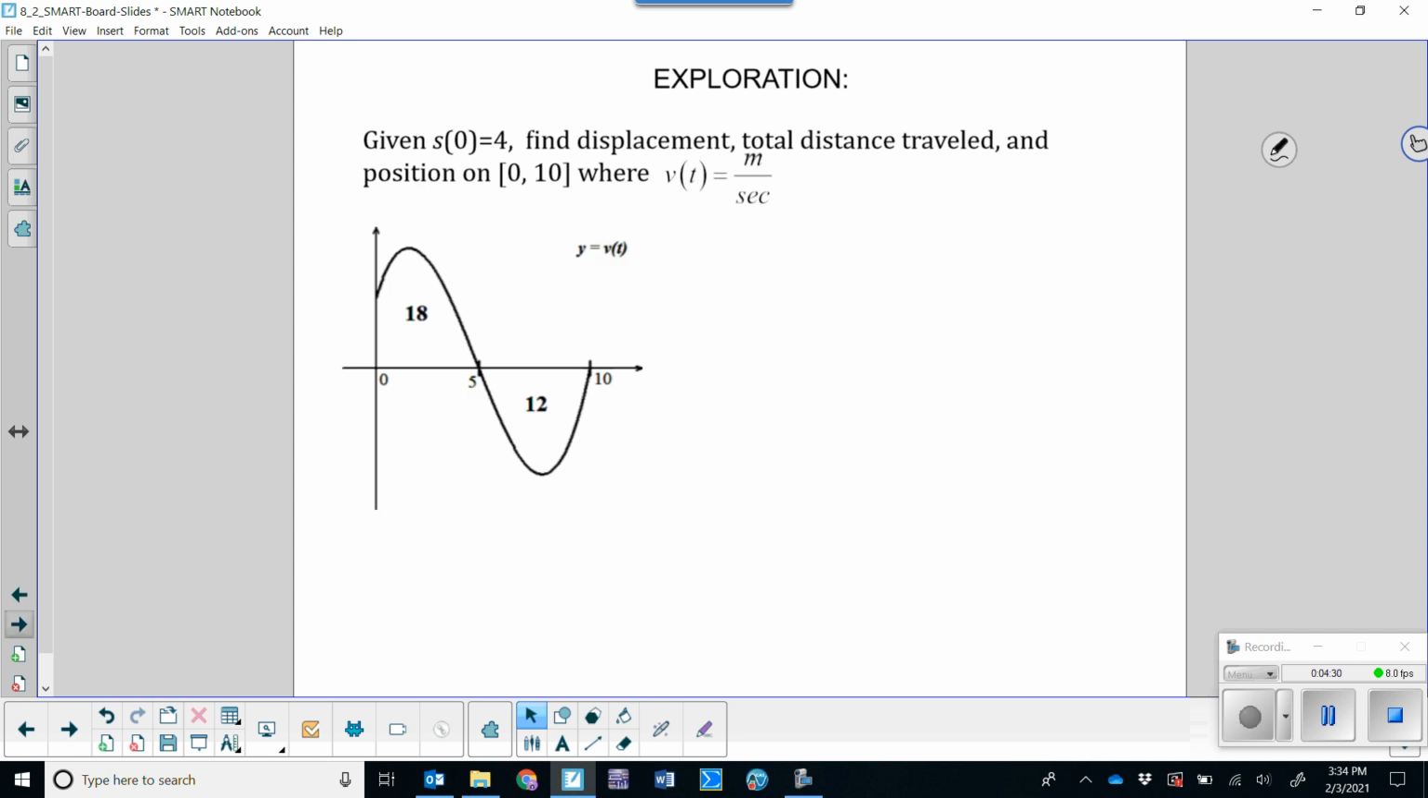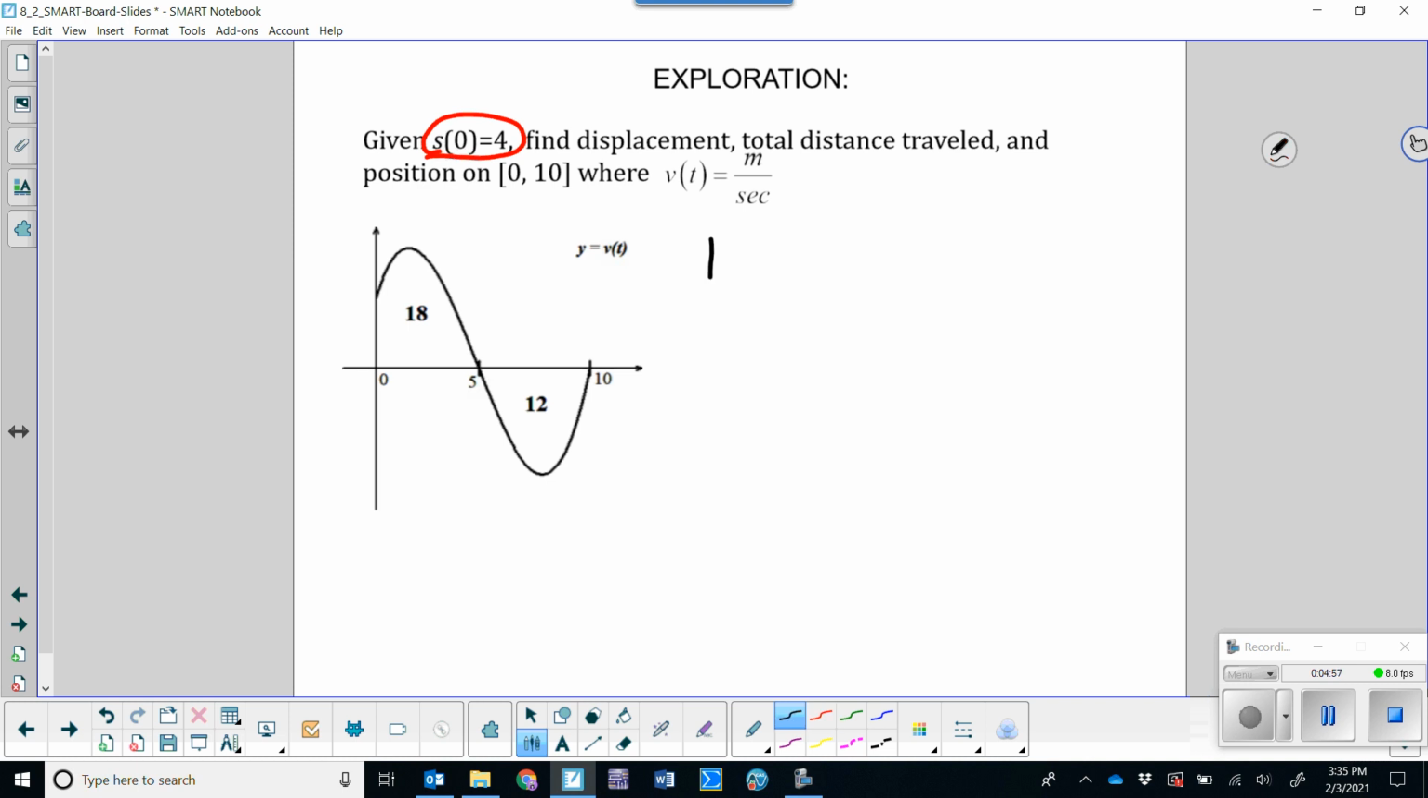Now let's do an example of all 3 things with this right here. First of all, we have an initial condition. One thing that might be a really good habit to get into is circling that initial value so you don't forget it. And then we're supposed to find displacement, distance traveled, and the position on the interval 0 to 10. Okay, so we're going to answer all of those things.